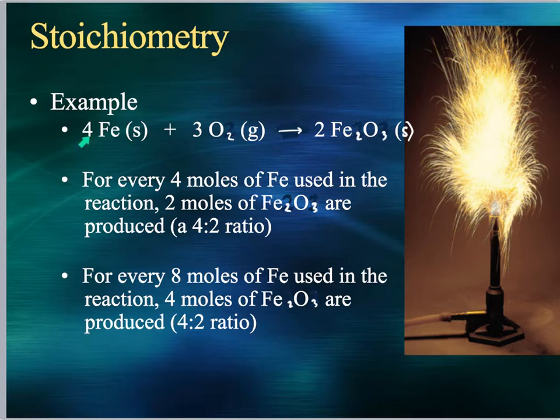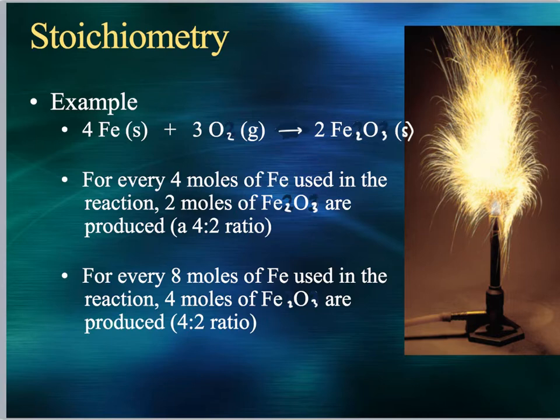Let's say we have 4 iron atoms plus 3 O2 molecules. That's going to yield 2 Fe2O3. Okay, so what this means, they're mole ratios, the 4, the 3, and the 2. Means for every 4 moles of iron used in the reaction, 2 moles of Fe2O3 will be produced. Or, if you want to think of it, you could double this. For every 8 moles of Fe used in the reaction, 4 moles of Fe2O3 are produced.